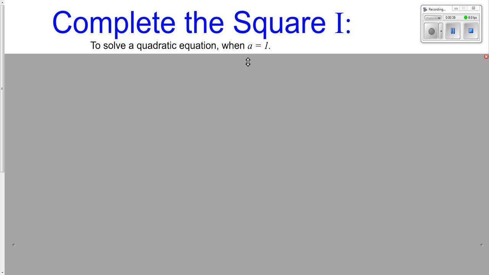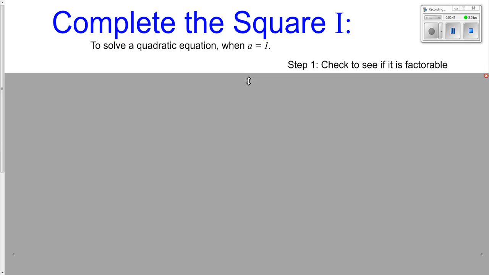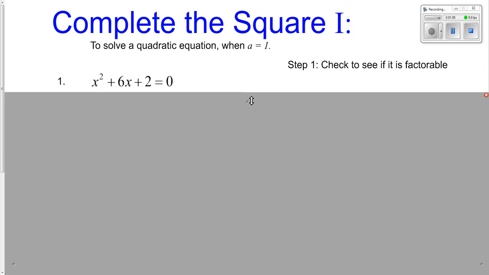So the first step, check to see if your function is factorable. And notice now we will always have a function or an equation. We do not have an expression which we're factoring. Although if we find a factorable equation, we will factor that expression. So here's my equation. x squared plus 6x plus 2 equals 0.